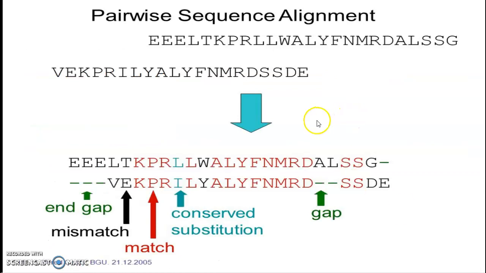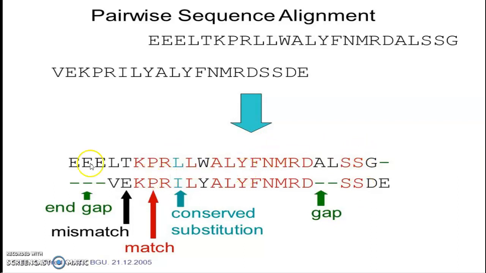So here we can see the pairwise sequence alignment. If I have this as one sequence and the second, these two are aligned in such a way that we can see the best matching area, or we can also use it for global alignment.